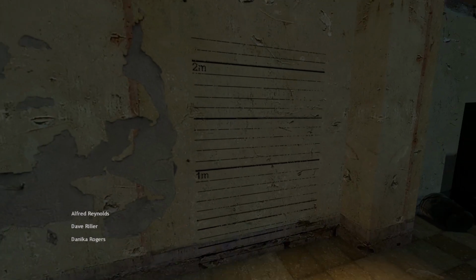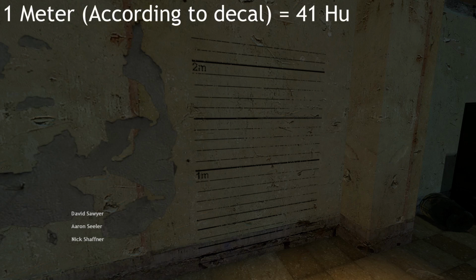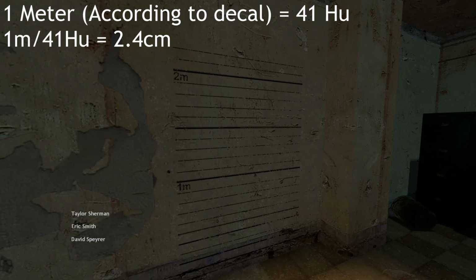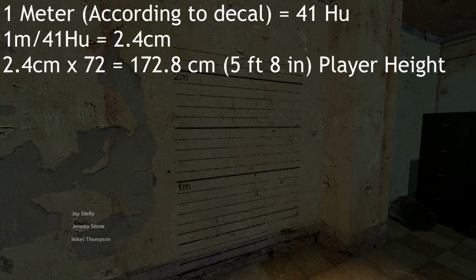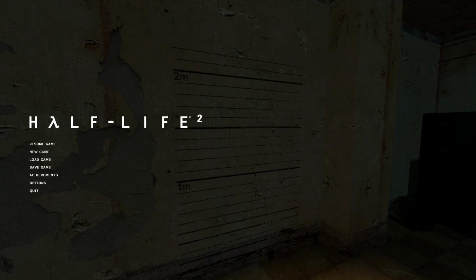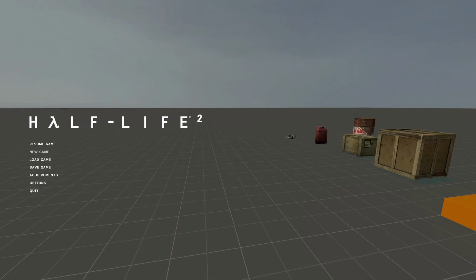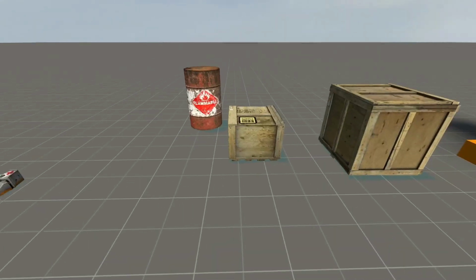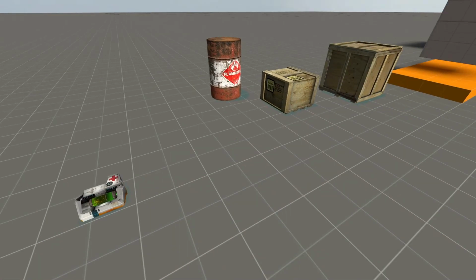So, by decompiling the map and measuring up to the first line, we can see that according to the decal, 1 meter is 41 hammer units. This makes each hammer unit in this case about 2.4 centimeters, and so at 72 units tall, it makes the player 172.8 centimeters, about 5 feet 8 inches. That's about the average height for a US male, so I assume that's what Valve intended the height of Gordon to be. What's odd about this, though, is that basically everything else in the game is scaled correctly if you measure with standard hammer units.